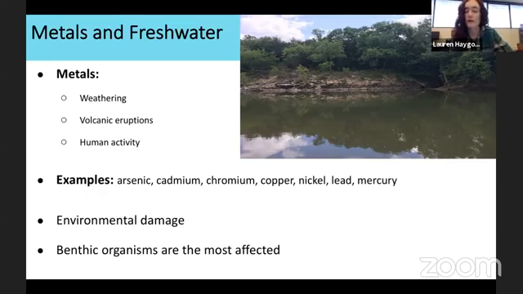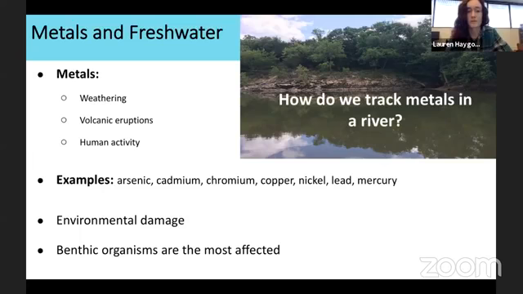Also the environmental damage as far as recreation. If there's a water system that has really high metal content, you probably don't want to do recreational activities in there, because we can still be absorbing metals in through our skin. And benthic organisms are the most affected. Benthic organisms are organisms that live on the bottom of a river. And so those could be mussels. So they would be the most affected due to metals in the water.